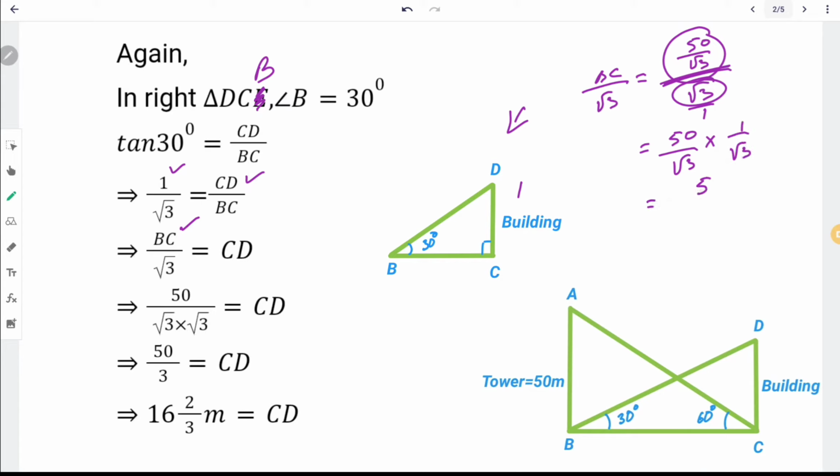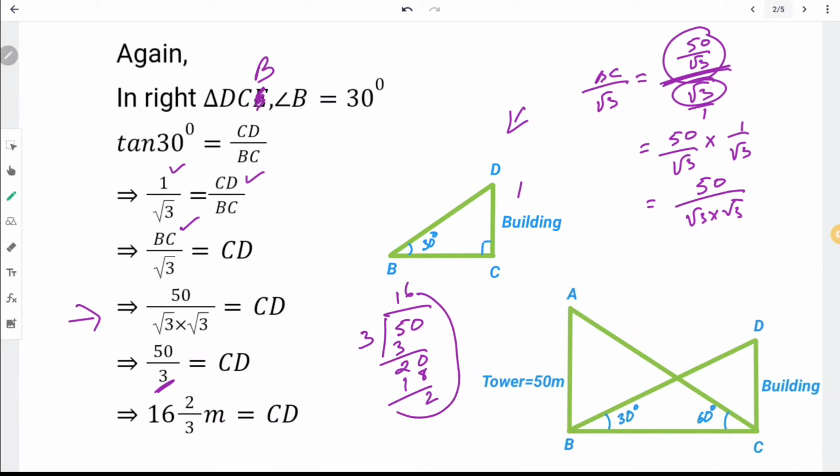So in short, we're going to have 50 by root 3 into root 3. You can already see this step here, right? Then root 3 multiplied by root 3, we simply get 3. Once we're done with that, in order to get the textbook answer, we have to divide. So 3 ones are 3, then 3 fives are 15, then 3 sixes are 18, then 20 minus 18, we get 2. So 16 2 by 3 meters is the height of the building CD.